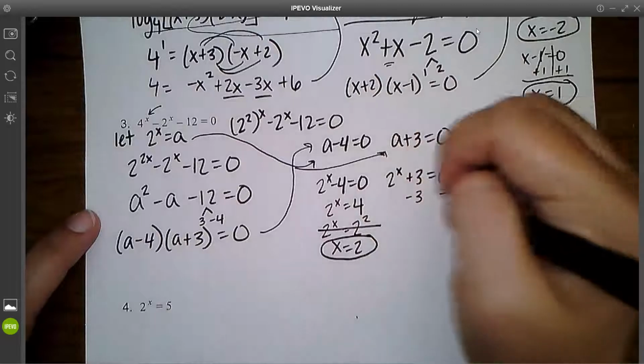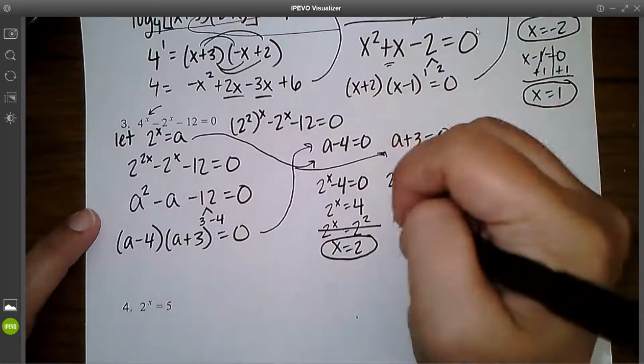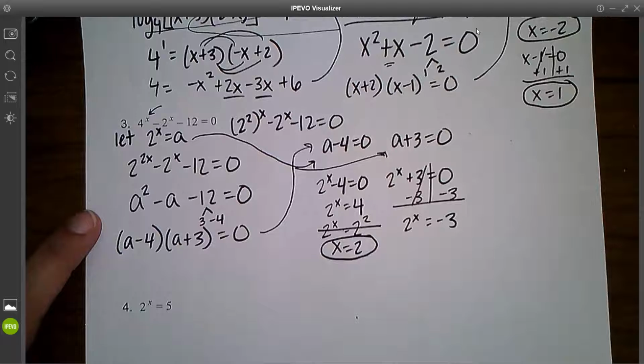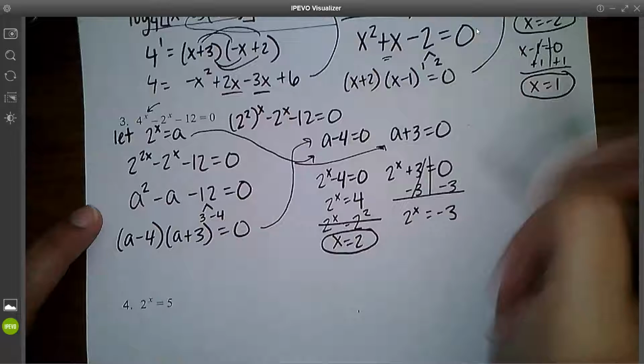I'm going to subtract 3. And I have 2 to the x equals -3. Now this one, there's nothing I can raise 2 to the power of to make it negative. If you put a negative in the exponent, it doesn't change the sign, it just reciprocates it. So this one, if you convert it to logarithmic form, you can kind of look at it that way.